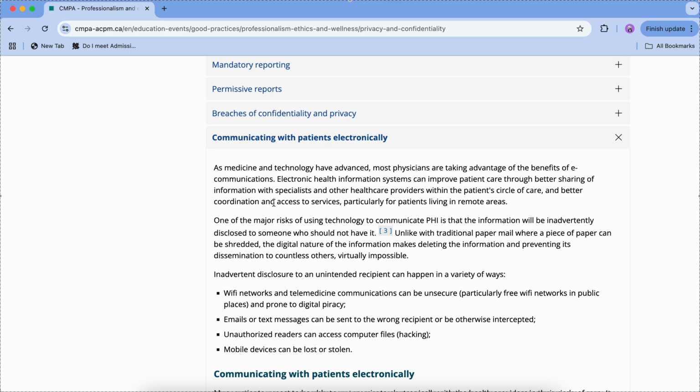One of the major risks of using technology to communicate personal health information is that the information will be inadvertently disclosed to someone who should not have it. This is one of the major risk factors. There is always a benefit of using electronic things, but there is always a disadvantage or risk related to it. So one of the risks is that the information of the patient can be seen by someone other than the person you are addressing, and how and why it happened is a different story. But this is the downside of using technology.